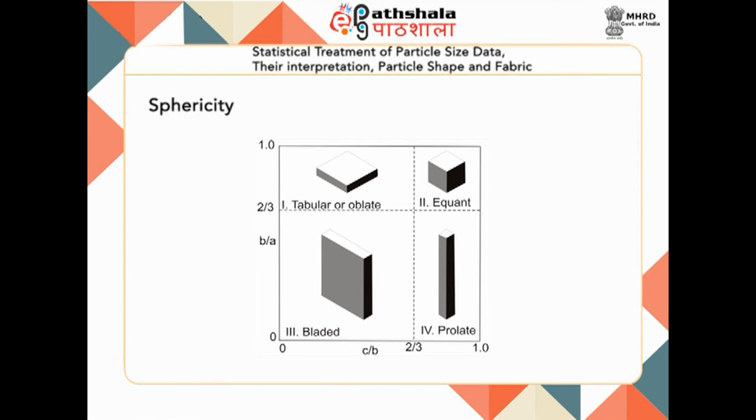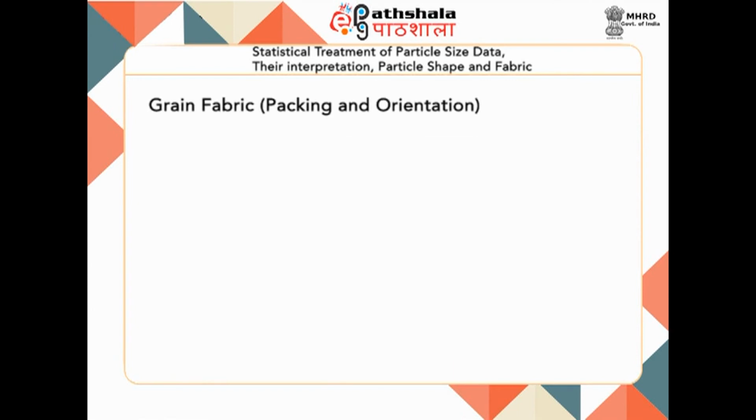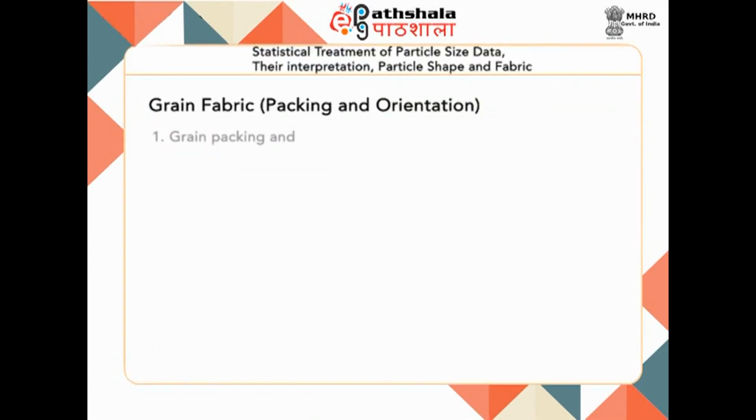Now, coming on to the grain fabric, or the packing and the orientation of the grain. What is grain fabric? The grain fabric refers to the way the constituent particles of a sediment body are mutually arranged. There are 2 elements which guide the fabric of a sedimentary rock: 1, grain packing, and 2, grain orientation.